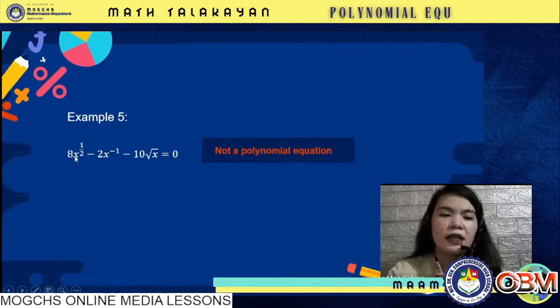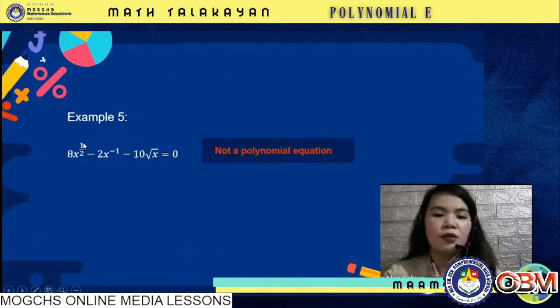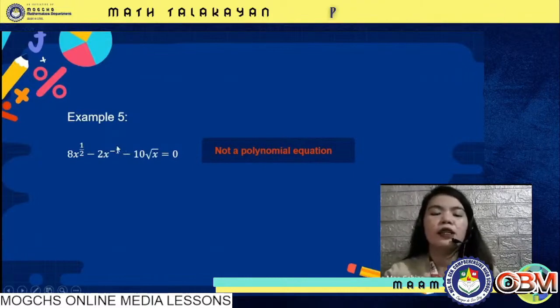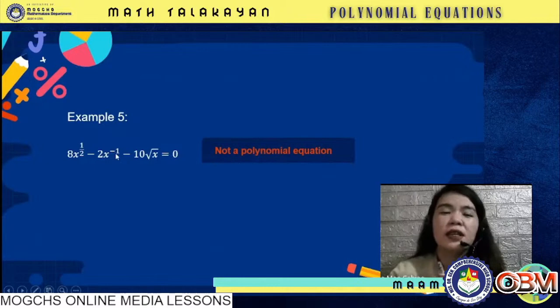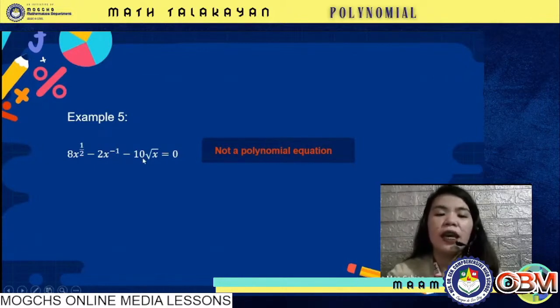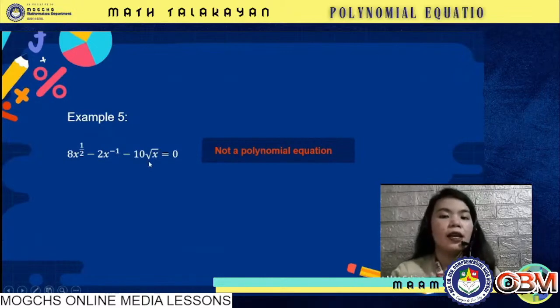first, the exponent of the first term is a fraction. It should not have a fraction as an exponent. Second, it should not have a negative exponent. So in this case, there is a negative 1 here. And also, you cannot consider it as a polynomial equation if there is a radical sign, like in this given term.